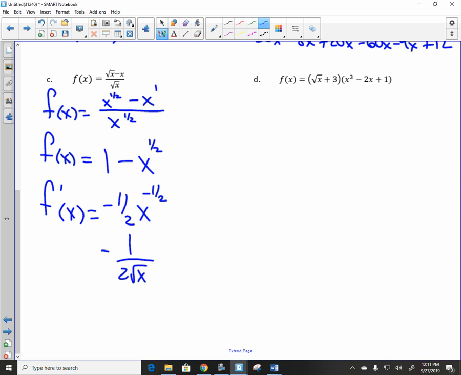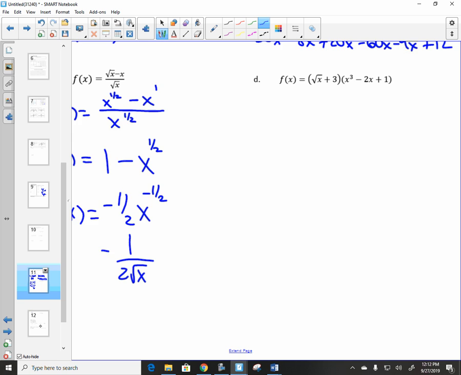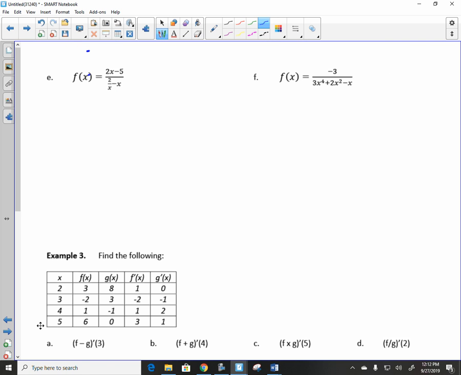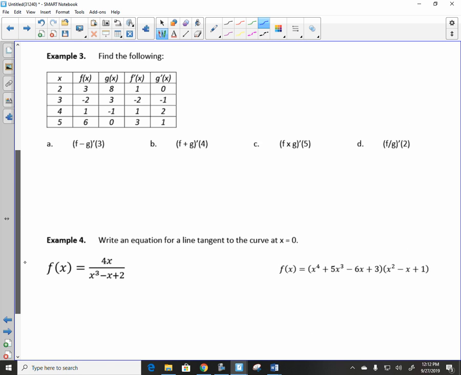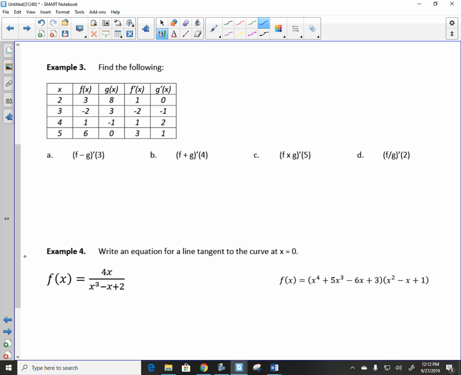So you see, sometimes the product rule works great. Sometimes the quotient rule works great. Sometimes it's just better to rewrite it. And sometimes it's up to you how you'd like to try it. So here's the kind of question I would love to give you on the test. These right here, these are great questions.